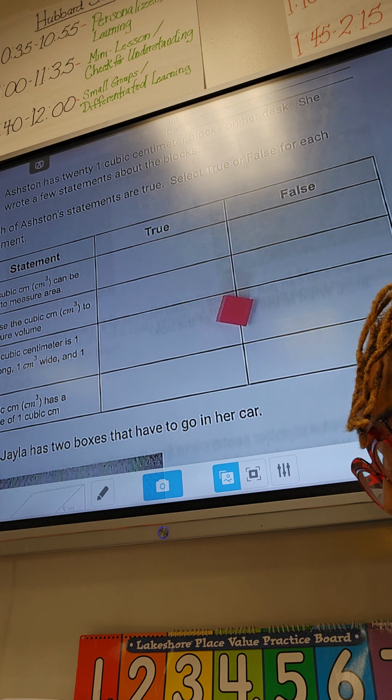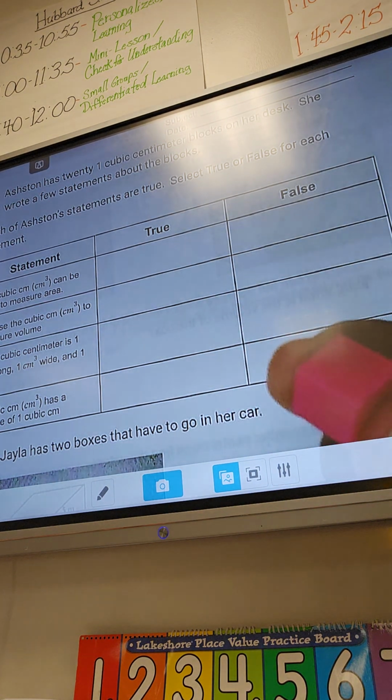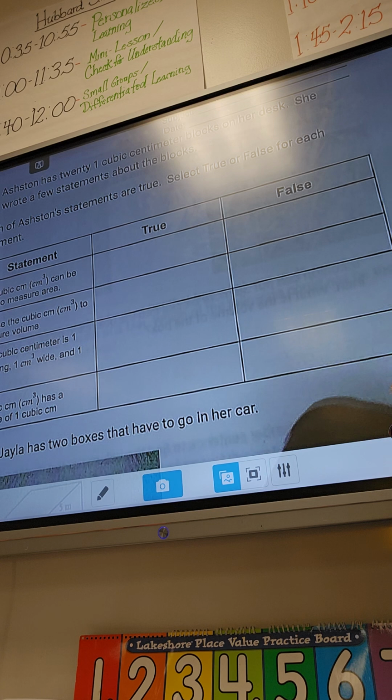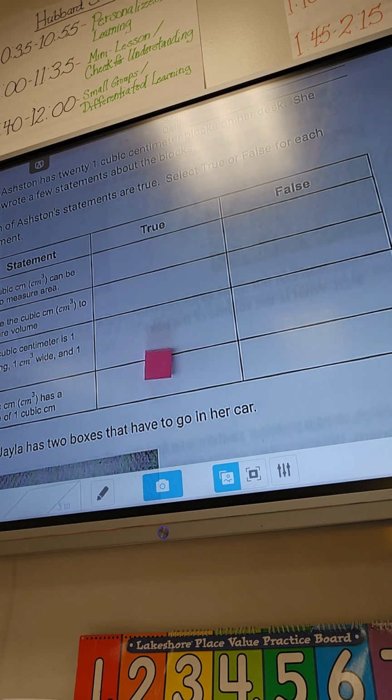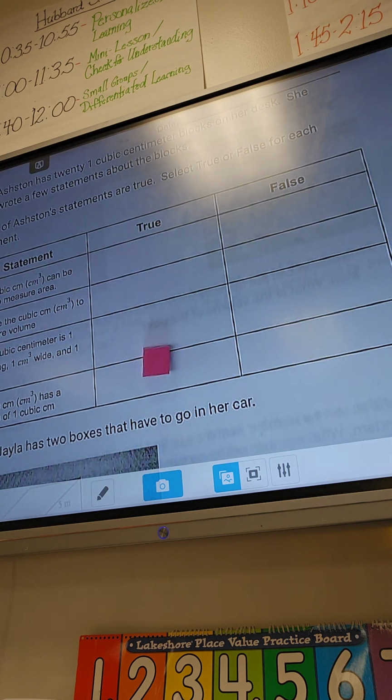First statement. The cubic centimeter, this is a cubic centimeter, it can be used to measure area. True or false? True. Area equals what? Length times width. Area equals length times width. How many dimensions is that? 2. So how can it be cubic? How can it be 3-dimensional?